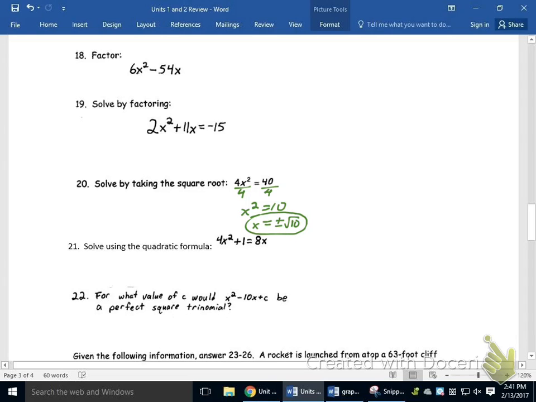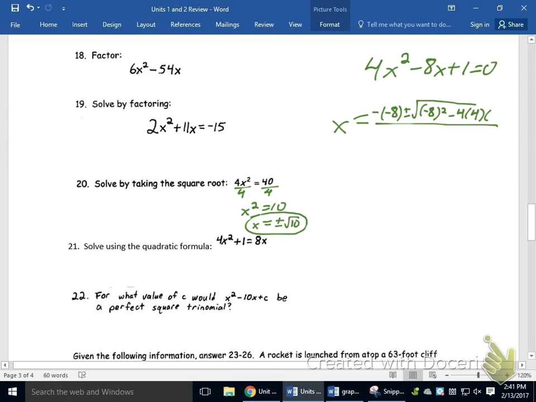Number 21 says use the quadratic formula, so I'm going to do that on the top right over here. First of all, I am going to get it into standard form, so 4x squared minus 8x plus 1 equals 0. Now I'm going to use quadratic formula, which you need to have memorized. It should be in your notes. Negative b plus or minus the square root of b squared minus 4ac over 2a. All right, and x will equal positive 8 plus or minus the square root of 64. Then we'd have minus 16 over 2 times 4 is 8.